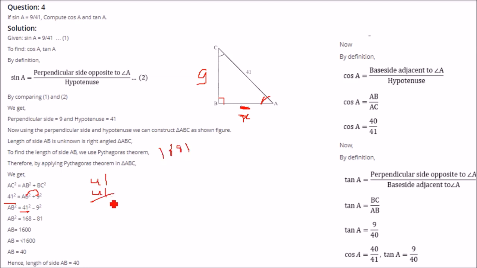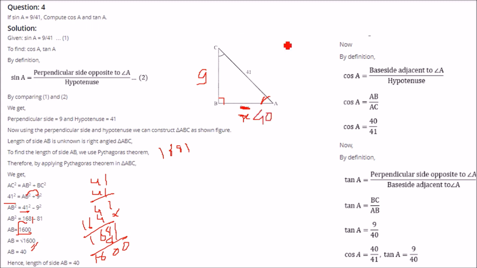How does it come? 4 ones are 4, 4 ones are 4, 4 fours are 16. So this is 1681. When you subtract 81, you get 1600. The root of 1600 is 40. So this side is 40.